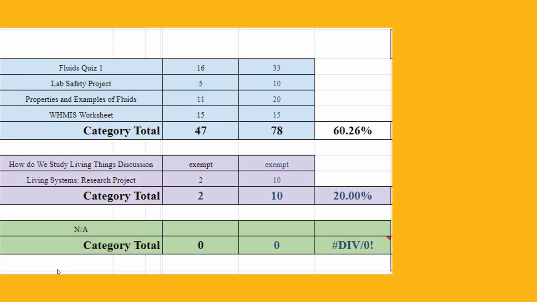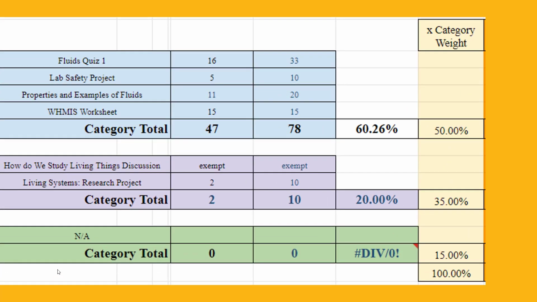So here we can see that there are 3 categories. In the first category, the student has earned 60% of the points. In the second category, 20% of the points. And in the third category, wait, there's an arrow. That's because that last category, the green one, is our final exam category. And it's too early in the semester to have a final exam, so it's going to remain blank.